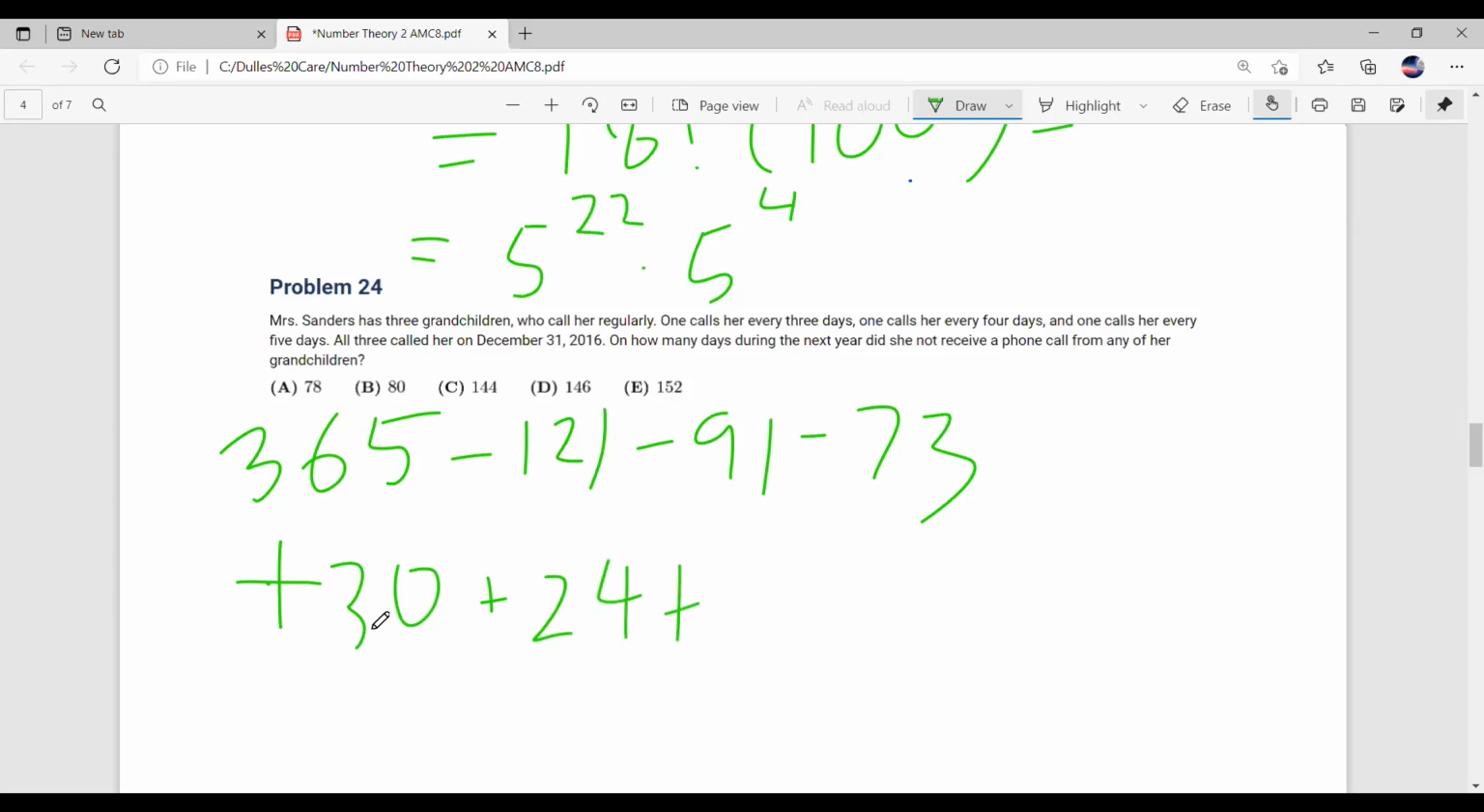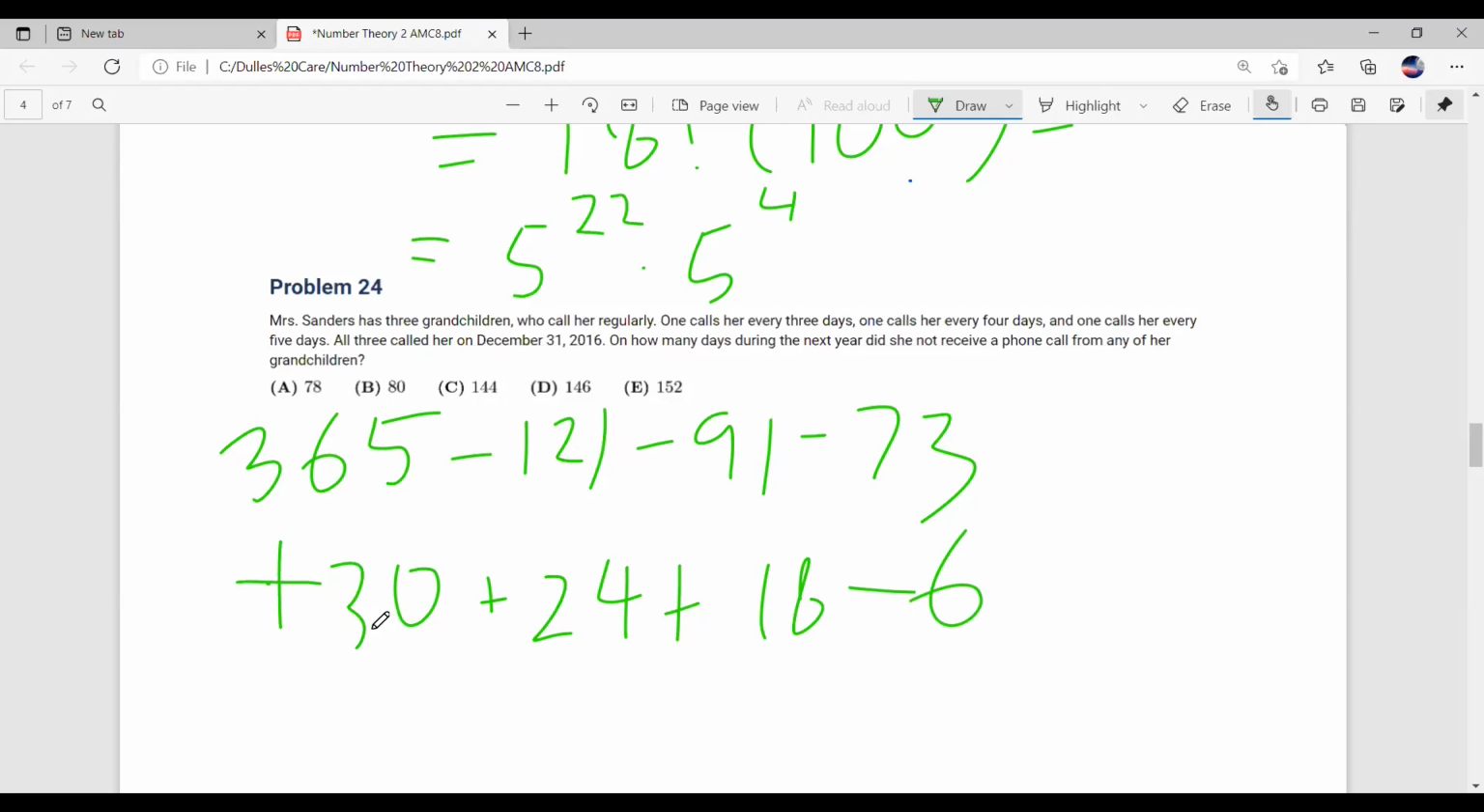Similarly, we have to do 365 divided by 4 times 5, which is 20. Her second grandchild and her third grandchild will both call her every 20 days. So we have to add back 18. And you might be like, yay, we're done, right? But not quite. Because you see, every 3 times 4 times 5 days, all 3 grandchildren call at the same time. So in fact, we have to subtract 6 from this again.